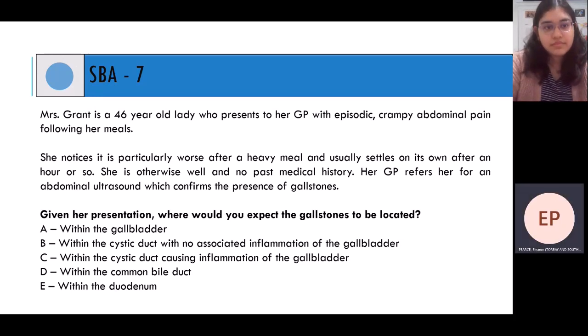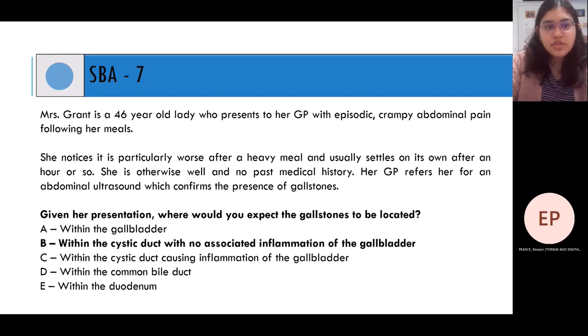A lot of people going for A. Yeah, to be fair, I think we all agree that she has biliary colic. And the key thing about biliary colic is that the stones are often present either within the gallbladder or in the cystic duct, but with no associated inflammation.